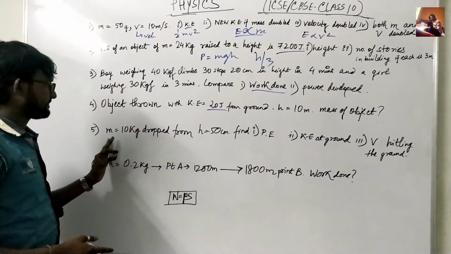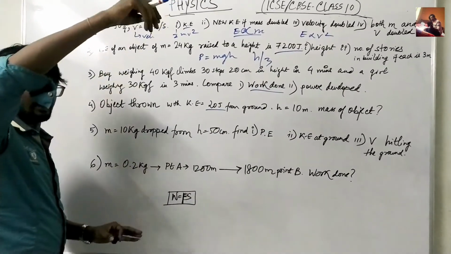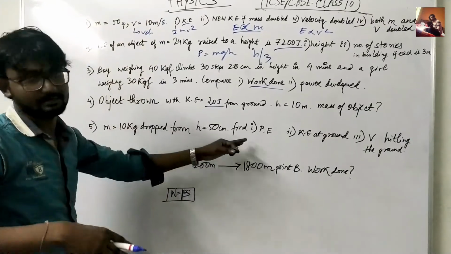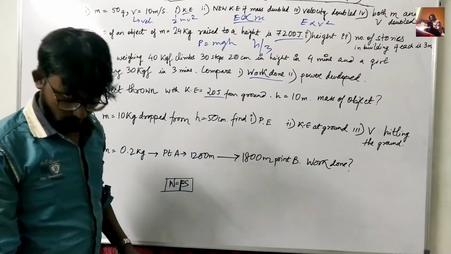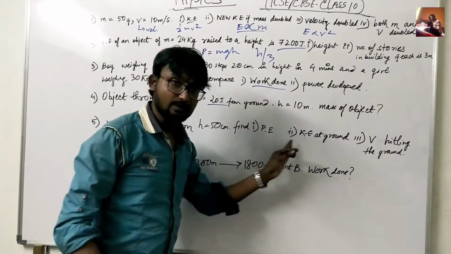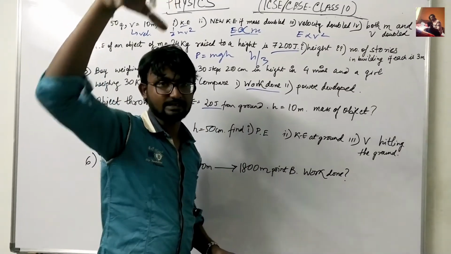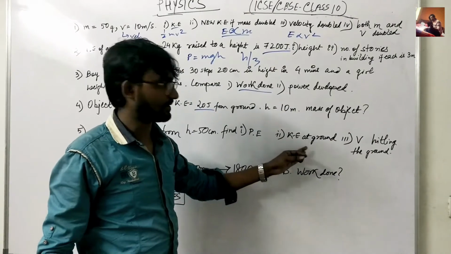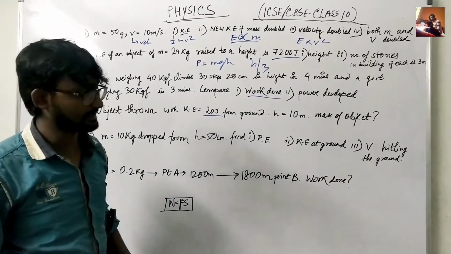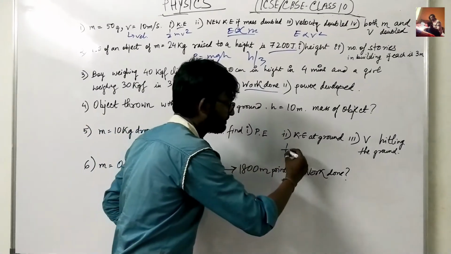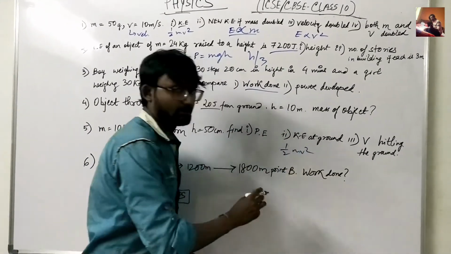Again number 5, mass is 10 kg, being dropped from a certain height. So find the P. P is the initial, K at ground, the lowest point. So P and K will be equal, because at the height it has potential energy and at the lowest point it has kinetic energy only. And V is the velocity before hitting the ground. That is the same thing, half mv square. You guys can use this formula.